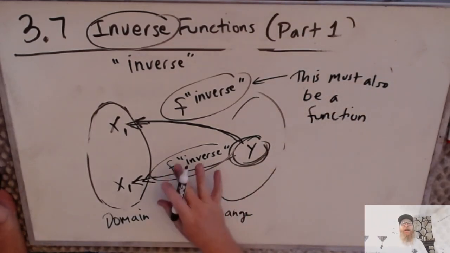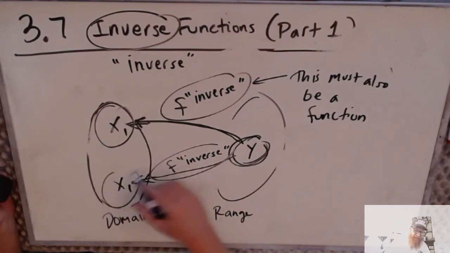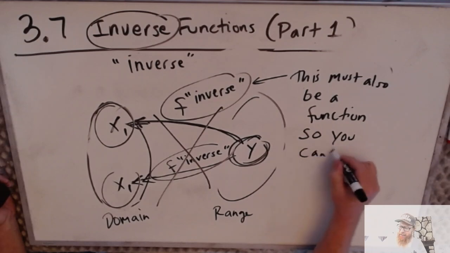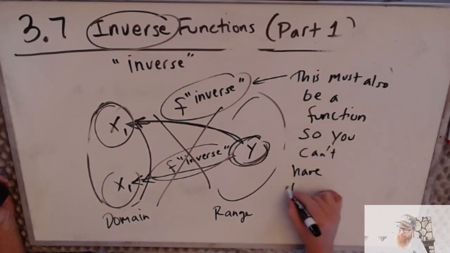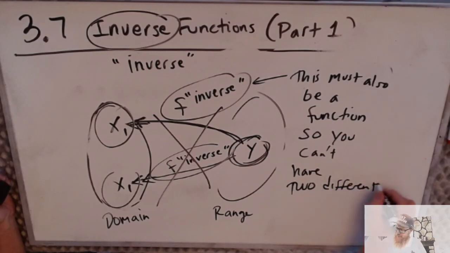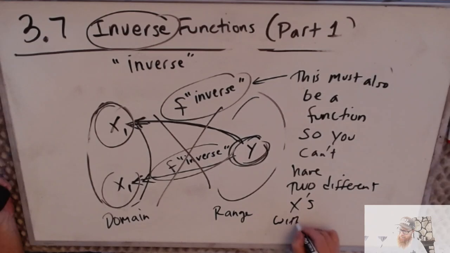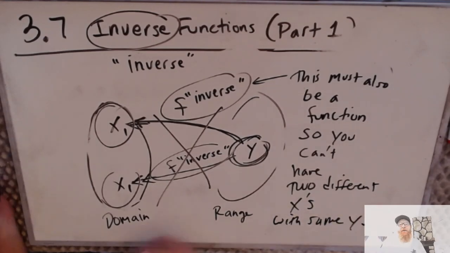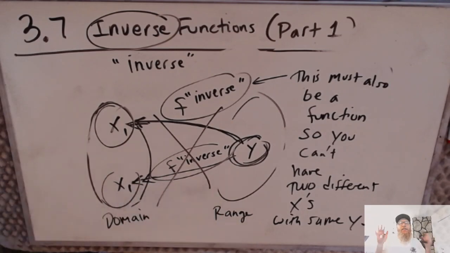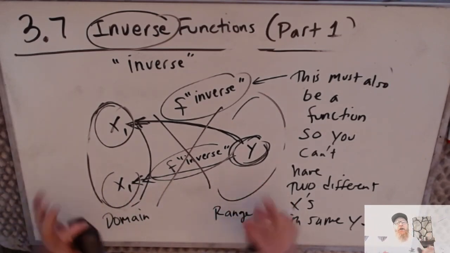And so what does that mean? That means that this can't happen. You can't have two different x's with the same y, for the same reason that you can't have two y's with the same x.